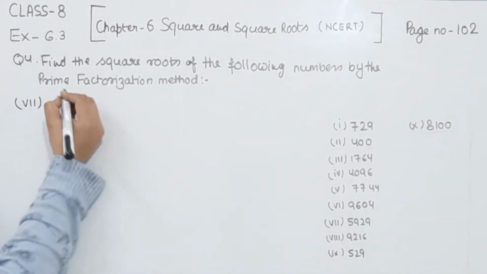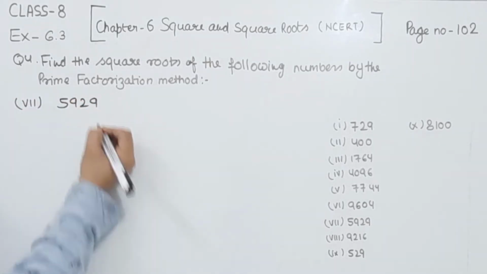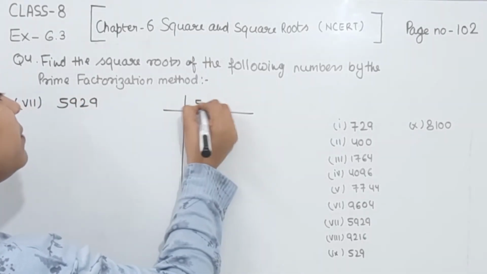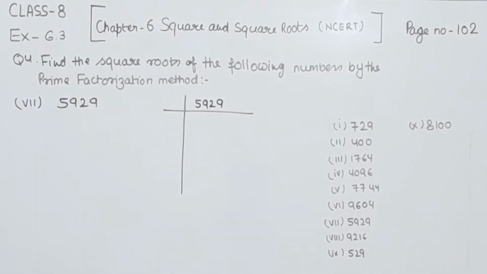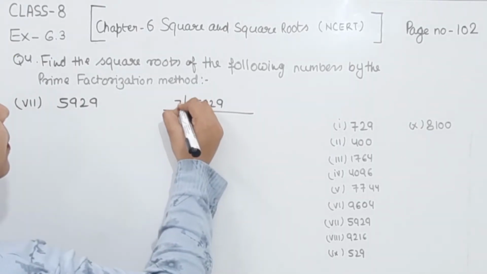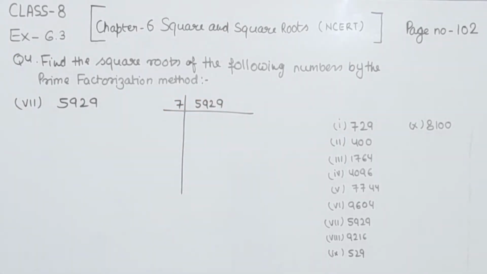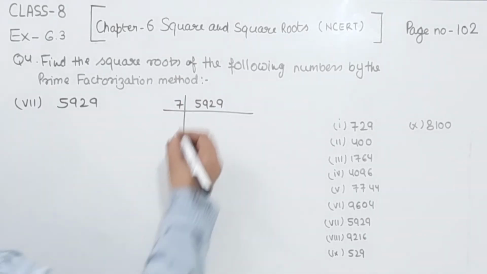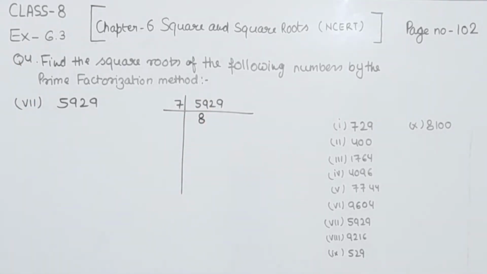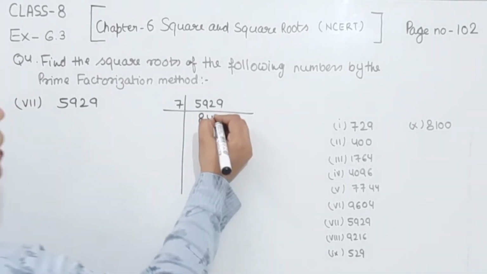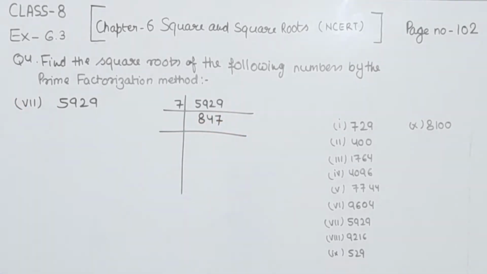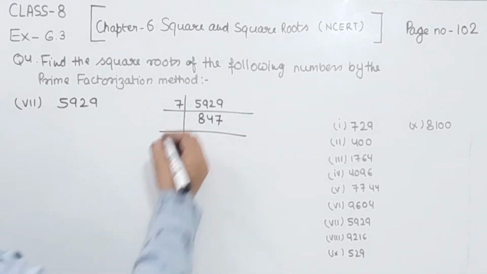The number we are having is the 5929. First of all, we are going to find the factors of 5929. So we are going to start this one with the 7. So we are going to write here. First of all, we are going to divide this one. 7 8s are 56, remainder 3. Now 7 4s are 28. Then we have the remainder and 7 7s are 49. So the number we are having 847.